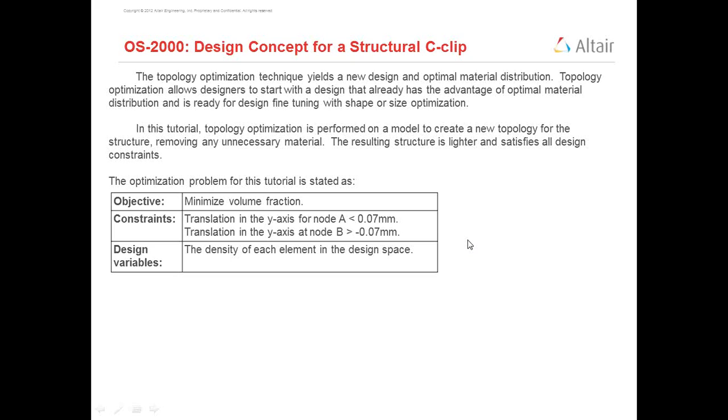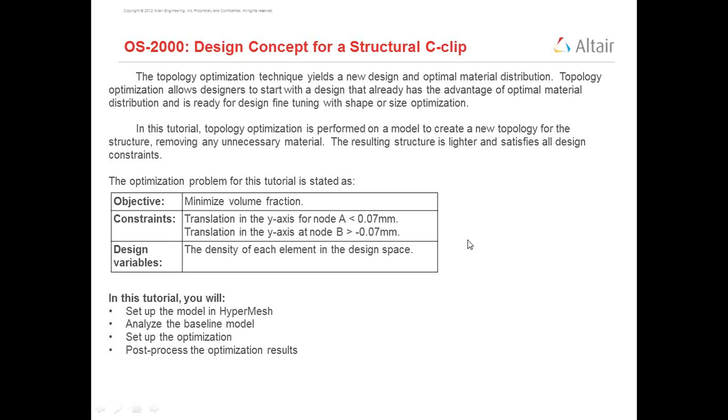The optimization problem for this tutorial is stated as: my objective is to minimize the volume fraction. My constraints are the translation along the y-axis for node A should be less than 0.07 mm and translation in the y-axis for node B should be greater than minus 0.07 mm. My design variable is the density of each element in the design space.